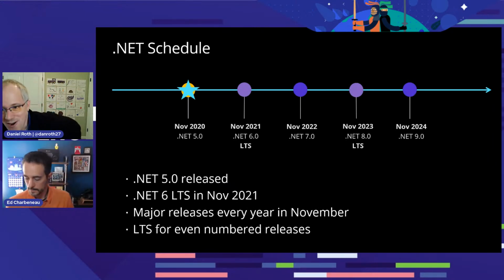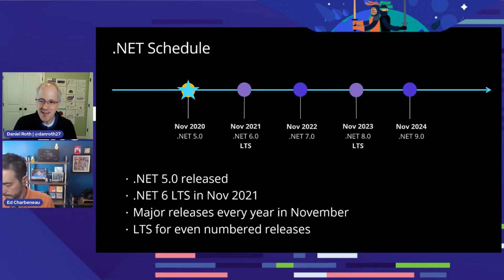So when are all these goodies coming? Well, .NET 5 released back in November, and we're basically on a yearly release cadence with .NET. Every even-numbered release is a long-term support release. So .NET 6 will be an LTS release, and it will ship in November of this year. And then we'll have a yearly release cadence after that, where every odd-numbered release is a current release, and every even-numbered release is an LTS release.